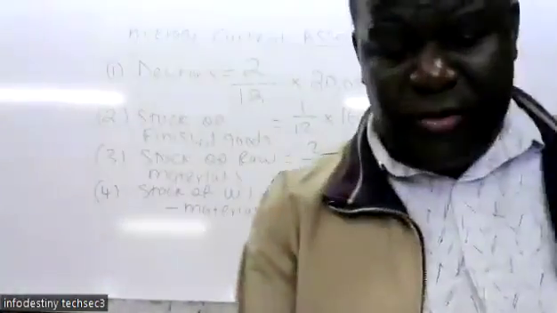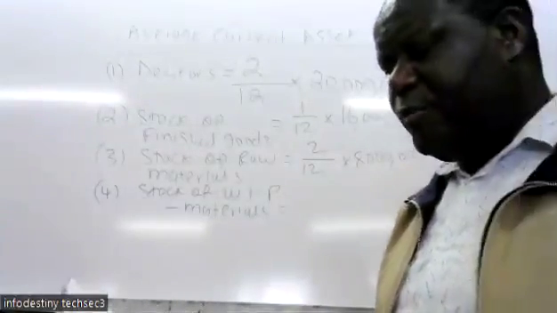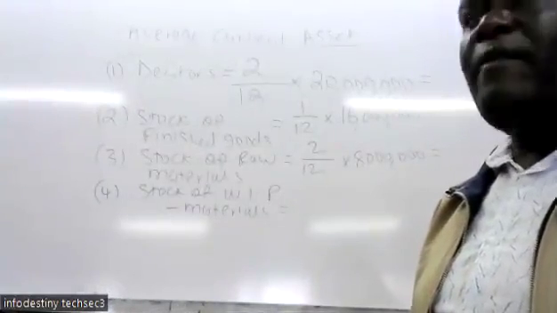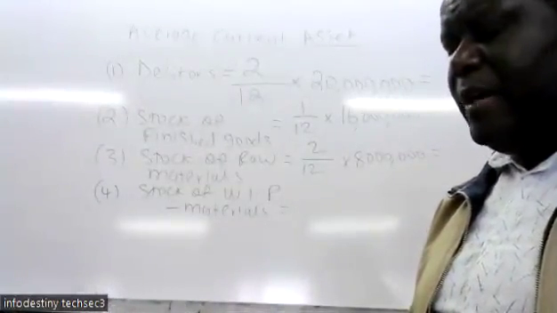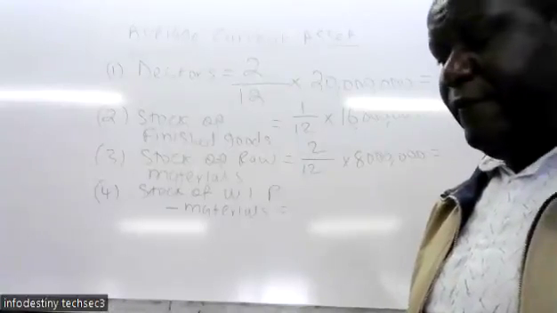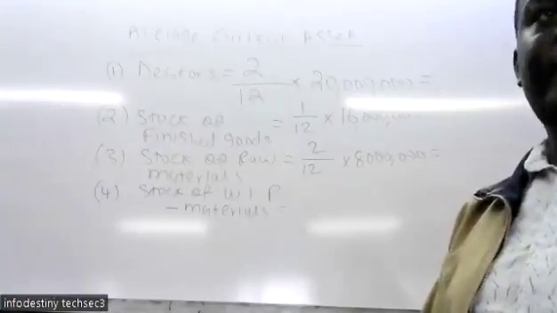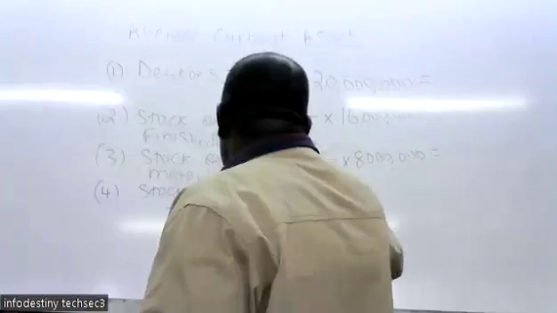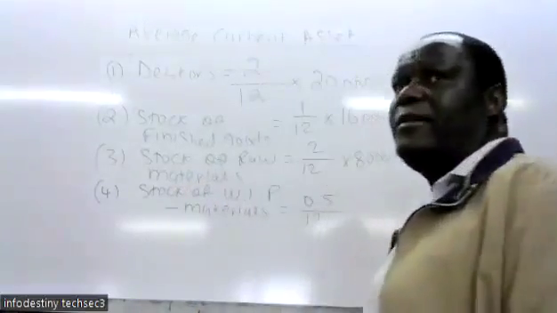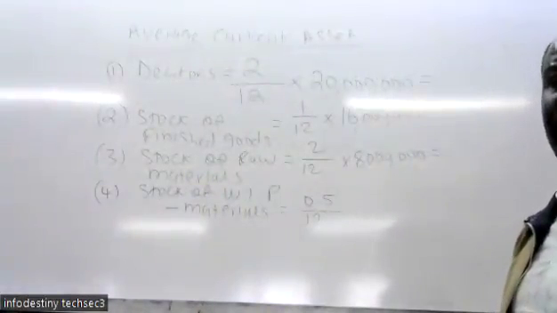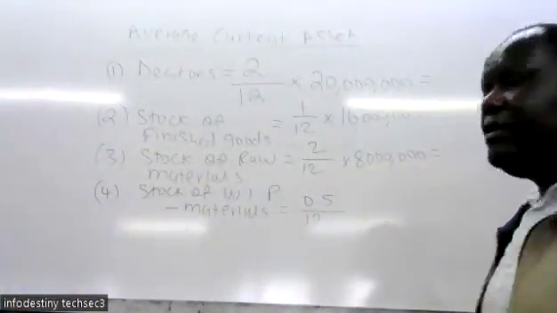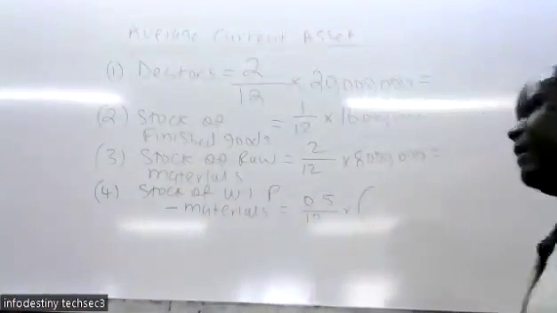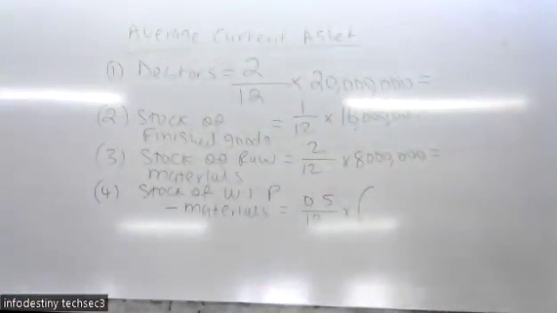For the materials, if you check note number 2, work in progress is 100% complete in regard to material. The production period will be half a month, isn't it? Half a month is the same as 0.5 divided by 12. Then multiplied by what was the cost for the raw materials?